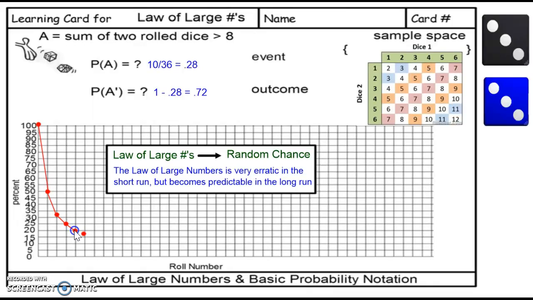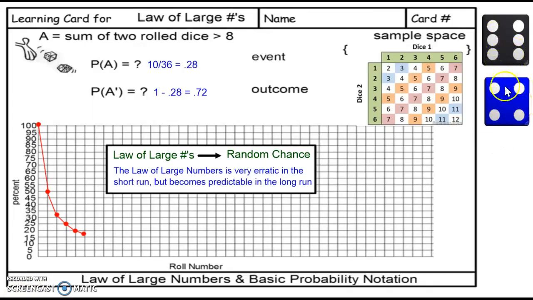Now it seems to me like I might be seeing a pattern here, but this is the law of large numbers. This is something that we do over a longer period of time. So I'm going to go ahead and roll about 5 or 6 more times and show you the results. I'm going to pause the video and do these rolls, and I'll show you what happens over a longer period of time as I go.